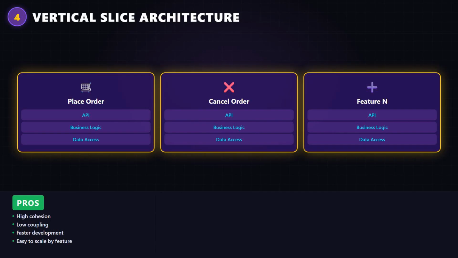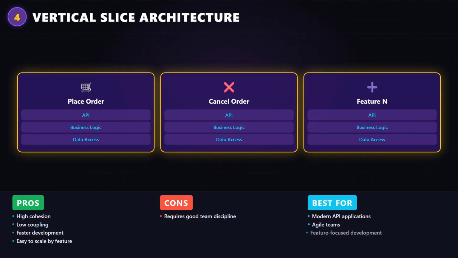So there is a catch. It requires good teams and discipline. Otherwise, slices can start coupling code in messy ways. So when should we use it? Modern API applications, agile teams, and feature-focused development where speed and independence matter.